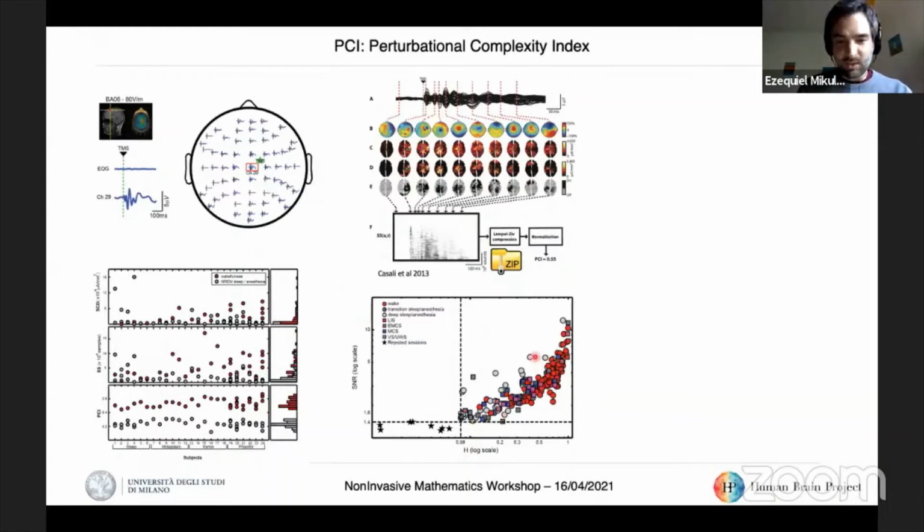You have subjects that were unconscious that are higher on this level than subjects that were conscious here, and the same on the other axis. So again, this goes beyond the level of activity and beyond the entropy of the response. Then, how can this be applied? How can this be applied in a clinical setting?